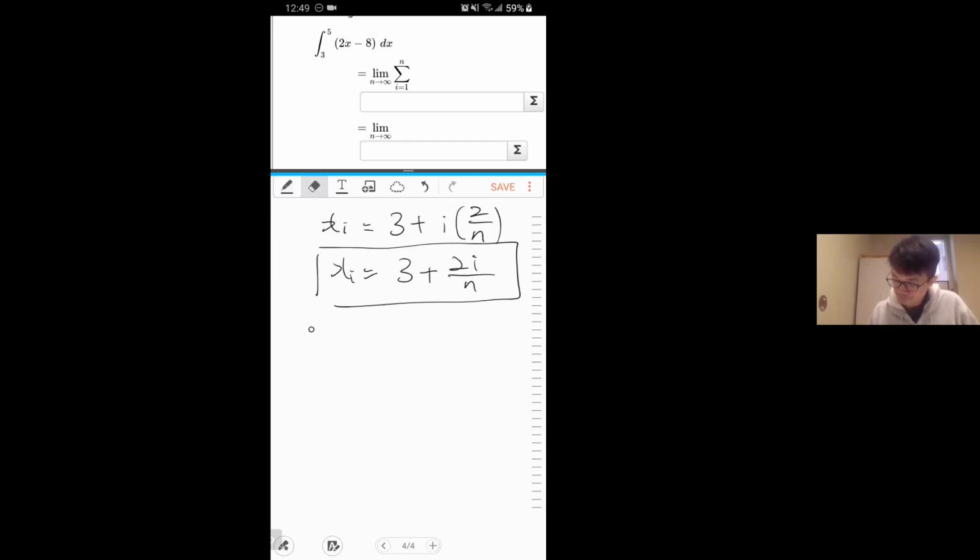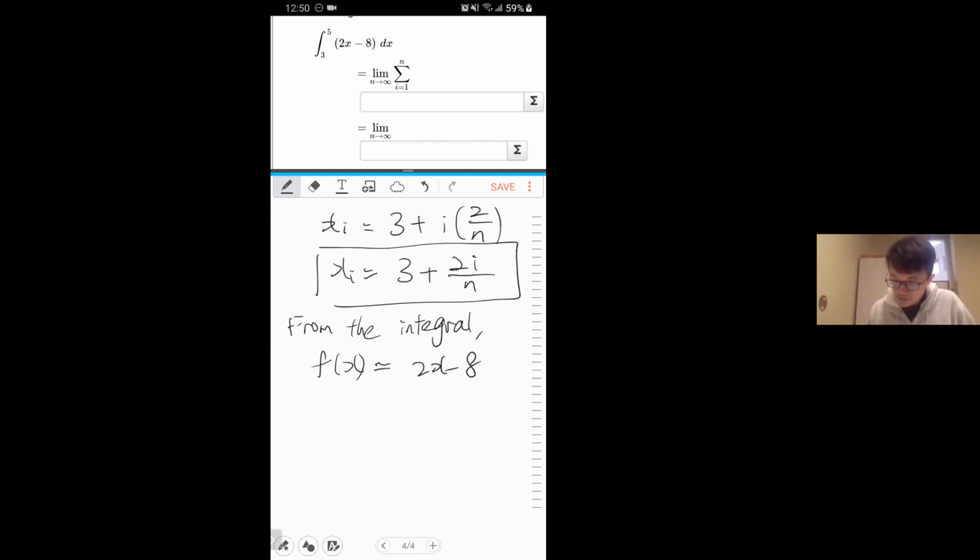No, we're not done yet. So what is your function here? What is your f of x? From the integral, can someone tell me what is the function f of x? Two x minus 8.